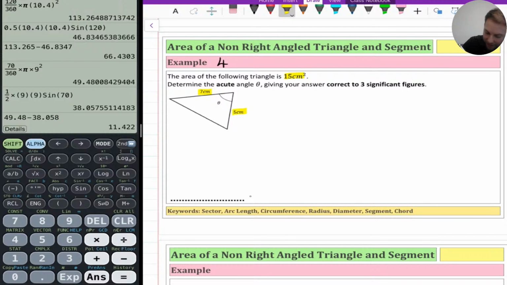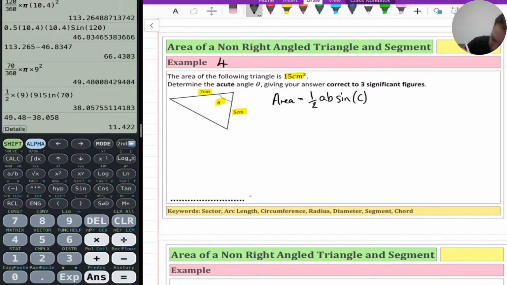So if I want to find out my angle in the middle, we know that we're going to be using the area of our non-right angle triangle. The area is equal to 1/2 AB sine of C or sine of theta. It's up to you. Brilliant. So we need to follow those steps, don't we? We write down the formula, we substitute in what we know, we simplify, and then we work backwards.